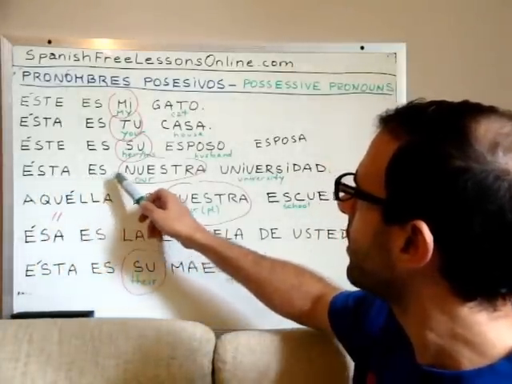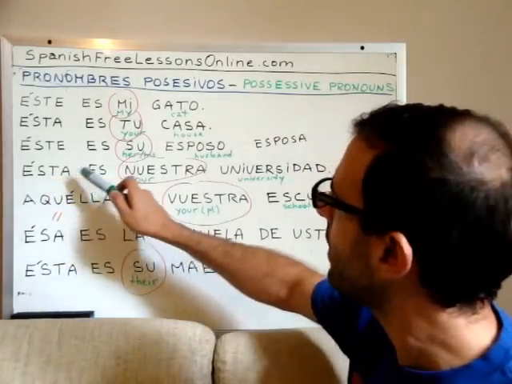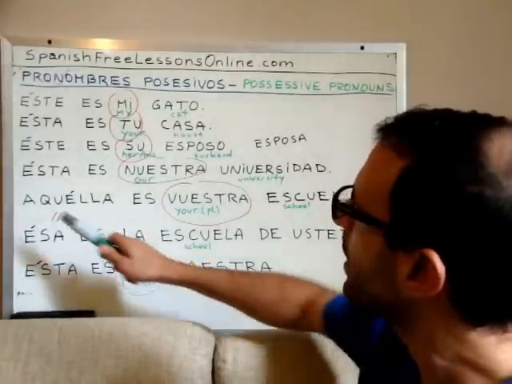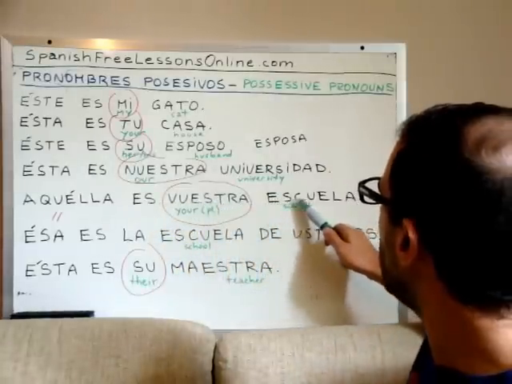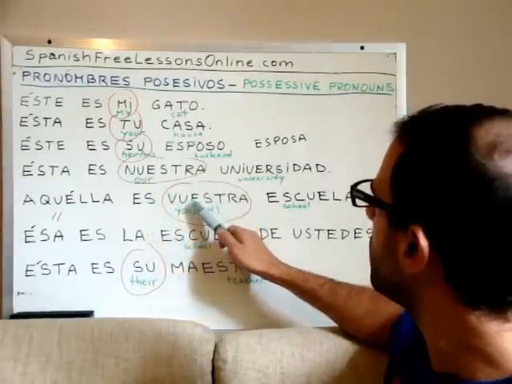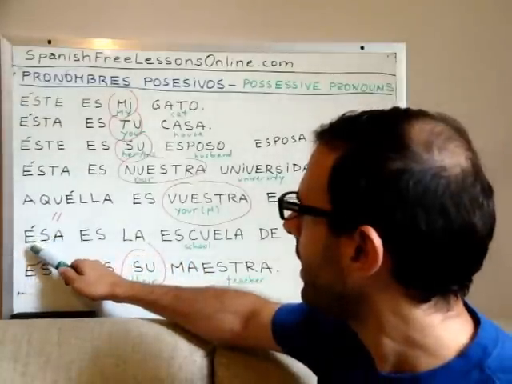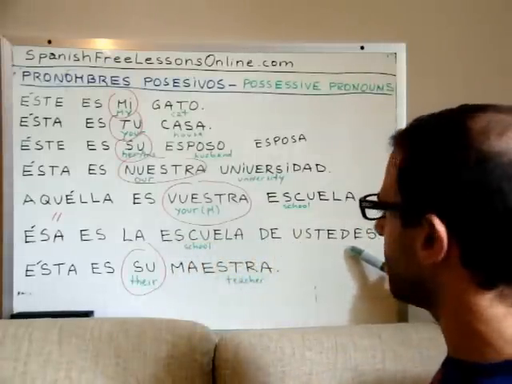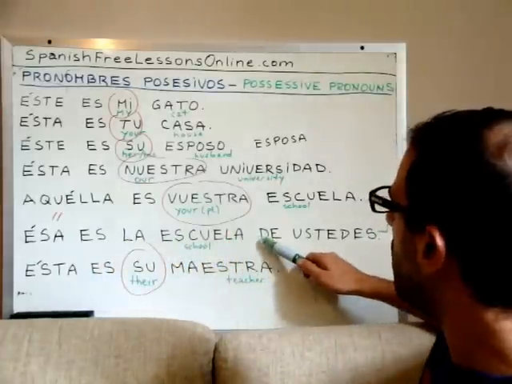Esta es nuestra universidad. This is our university. Aquella es vuestra escuela. That is your school, your plural. Esa es la escuela de ustedes. That is the school of you, plural.